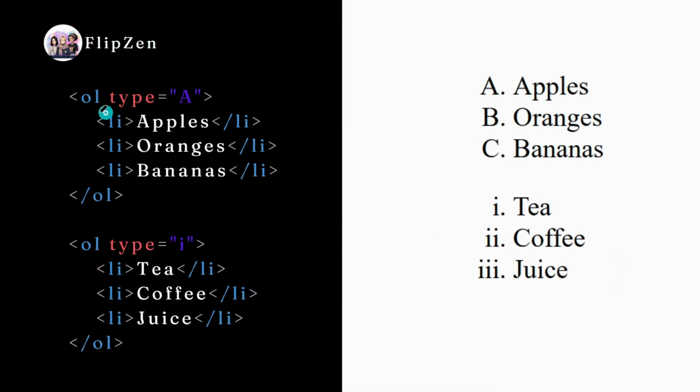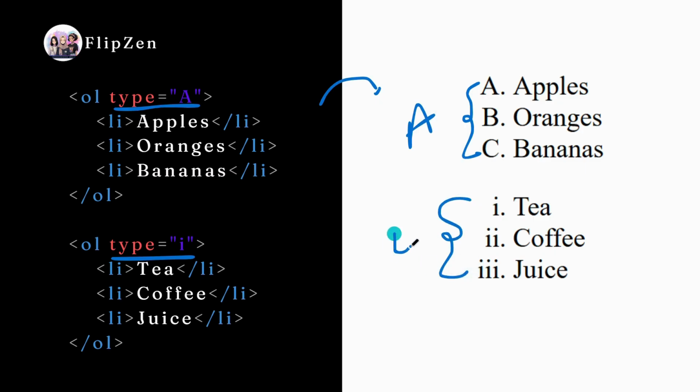In this example, the first ordered list uses type equals to A, that is uppercase letters. The second ordered list uses type equals to i, which is a lowercase Roman numeral. When we render it, the first three elements appear with uppercase letters A, B, C, and the next three items appear with lowercase Roman numerals i, ii, iii. Remember, if you use an unordered list type like circle inside an ordered list, it won't work.